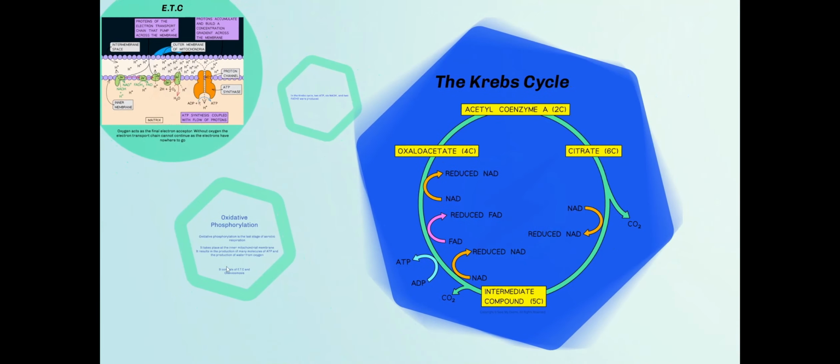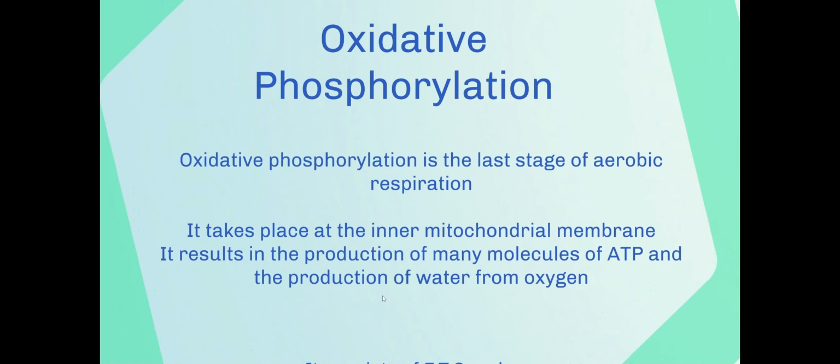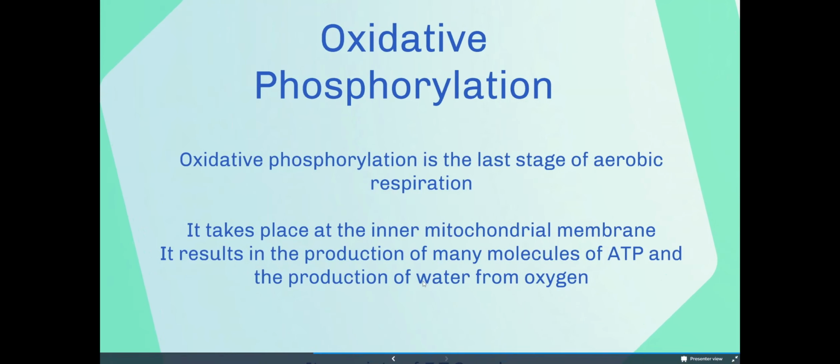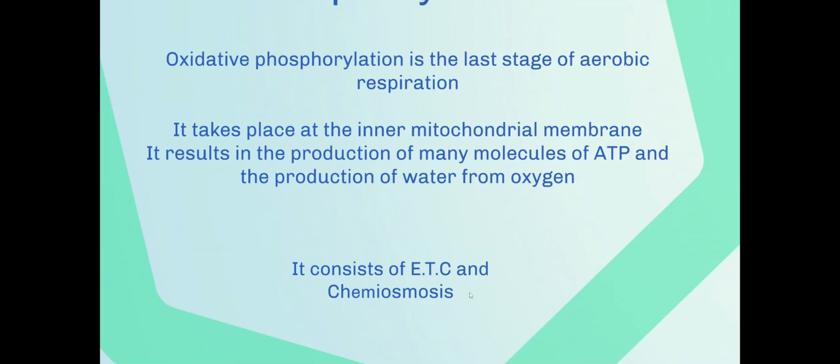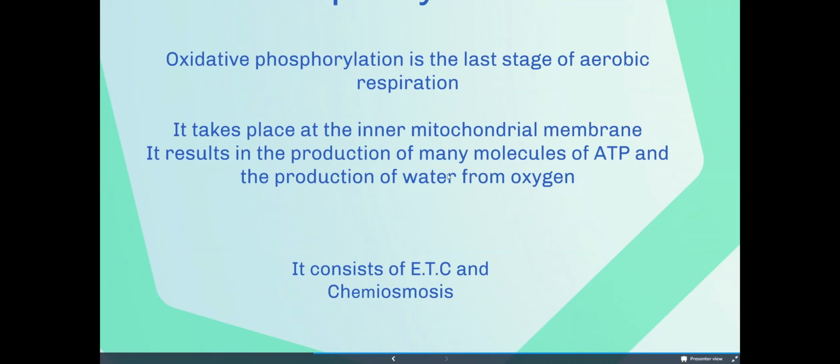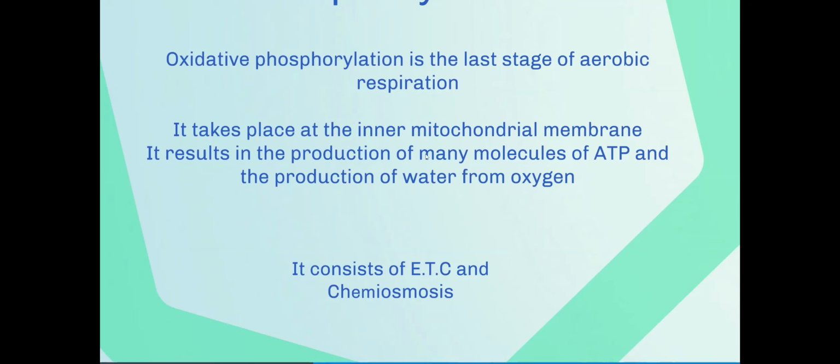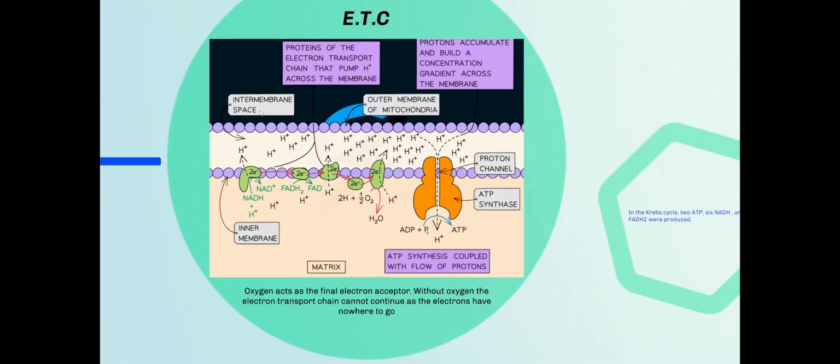Now, in the next step, we're going to learn the last step of aerobic respiration, which is oxidative phosphorylation. Oxidative phosphorylation consists of two parts, the electron transport chain and chemiosmosis, right? And it always occurs in the inner mitochondrial membrane. Always remember this, that it occurs in the inner mitochondrial membrane. Okay, how does it occur?